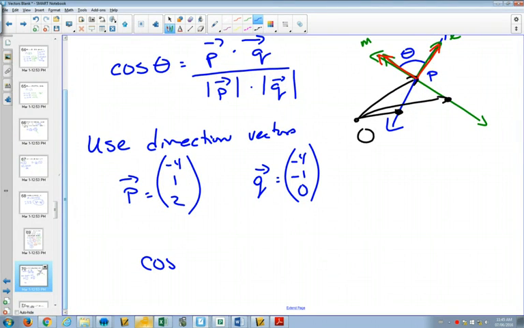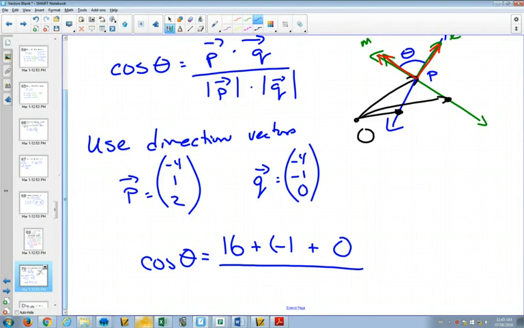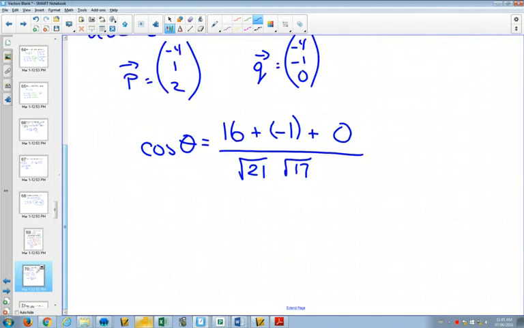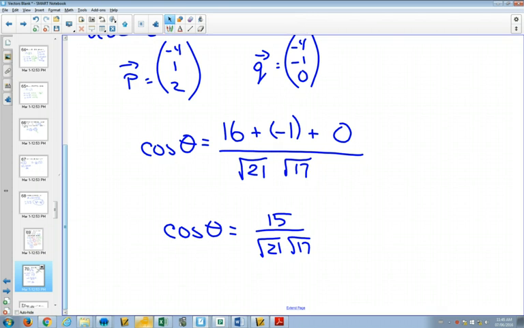So now we can plug things into the dot product: multiply your corresponding coordinates, so 16, negative 1, and 0, and add them. What is the length of P? Square each one, 16 plus 1 plus 4. That'll be the square root of 21. Square each one for Q. 16 plus 1 is the square root of 17. So we have cos of theta is 15 over the square root of 21 times the square root of 17.